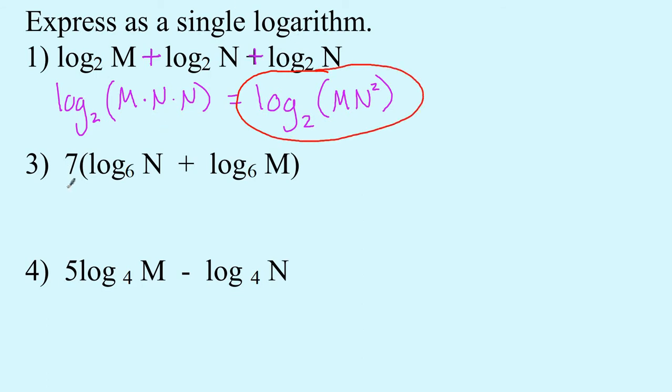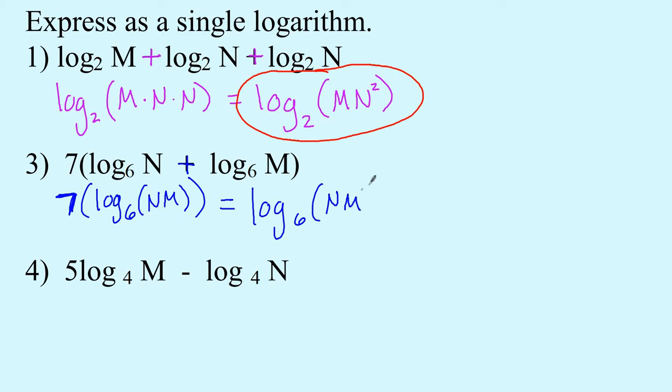All right, for number 3. Let's see. We can either deal with the parentheses or leave that out front. A lot of different ways of approaching this. Since we already have addition in here, I'm going to go ahead and combine those. So we know that's log base 6 of nm, because it's addition, so we multiply. Then because that is out front, I can use my power rule and rewrite that as nm to the 7th.